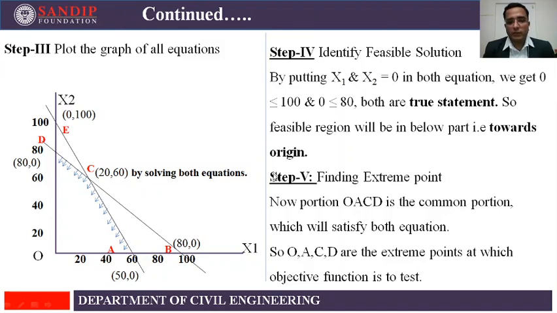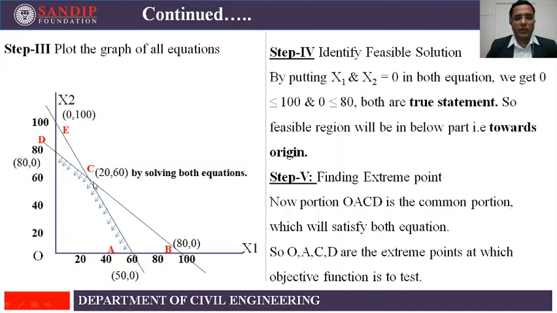Now on this final feasible solution region, move to step number 5, finding the extreme points. In this feasible region, the extreme points I have noted are O, A, C and D. These are the 4 extreme corner points of the basic feasible region: O, A, C and D, at which the objective function is to be tested.